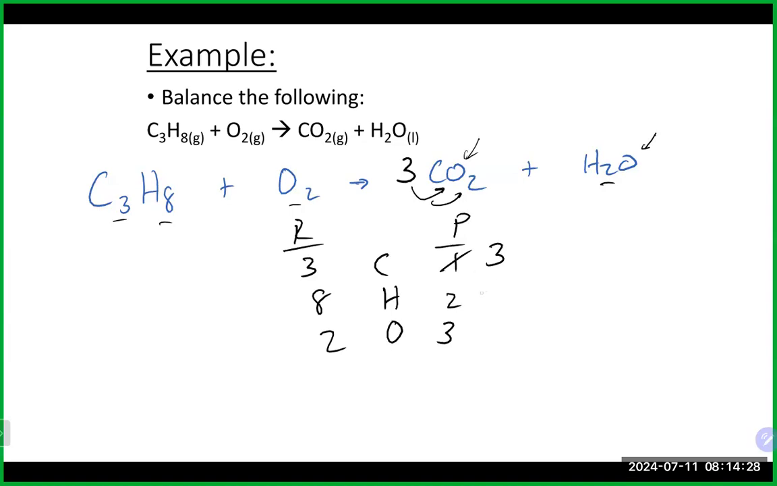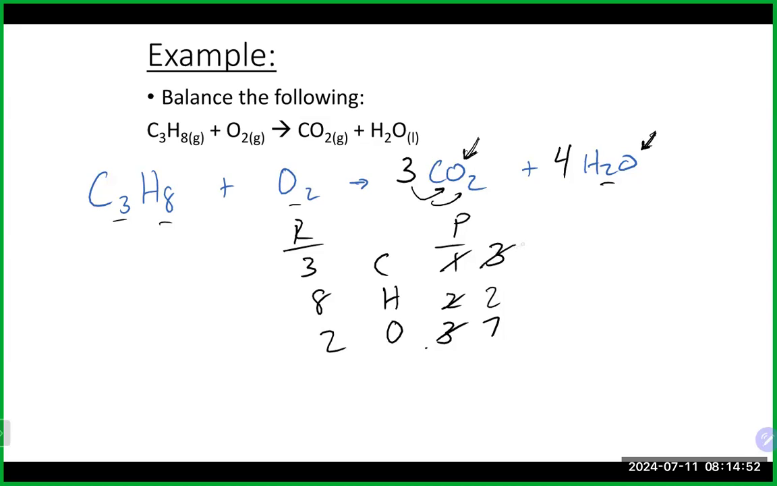So that will give me 3 carbons. Hydrogens on the right there are still 2. And oxygen now, I do have 6 here. 3 times 2 plus 1 more here is going to be 7. At this point, I have a choice between hydrogen and oxygen. I'm personally going to go with hydrogen as it's only in one thing on each side. So that makes it a little bit easier to balance. So to do that, I'm going to put a 4 in front of the hydrogen.